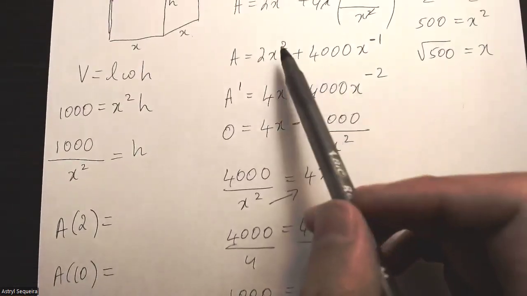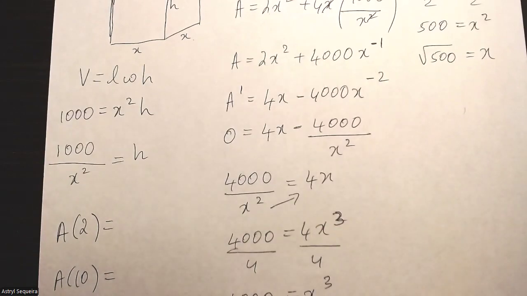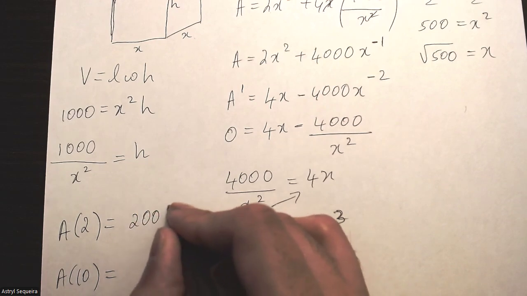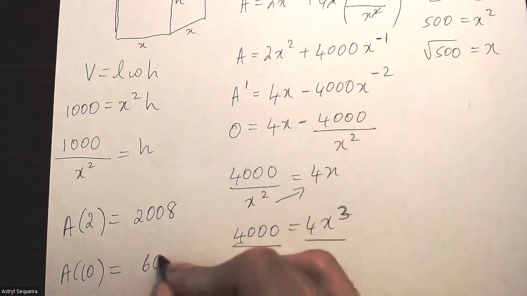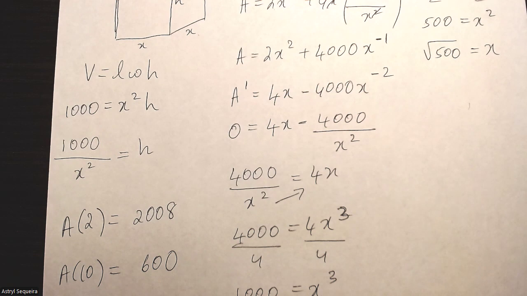So let's start with the first one. I'm going to sub in 2 into that equation. So 2 times 2 squared plus 4,000. So that's an area of 2008 centimeters squared. I'll sub in 10 next. I get 600 centimeters squared, and I'll sub in root 500 next. That's probably going to give me a decimal answer.